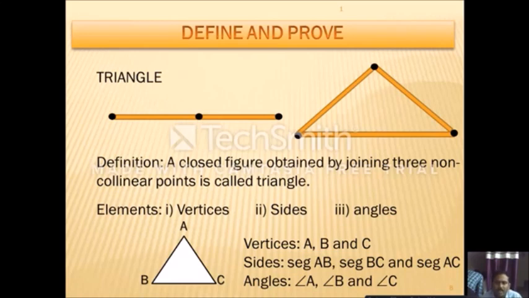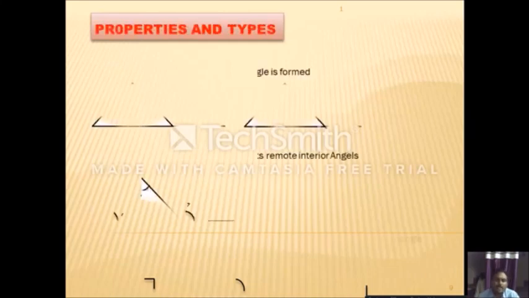Third is angle. We know that an angle is nothing but the union of 2 rays having a common origin. So, here also there is the union of segments having a common origin. If we observe the angles, there are three angles in the triangle. In this way, in triangle ABC, if we observe the vertices, sides and angles, points A, B and C are the vertices, segments AB, BC, AC are the sides, and angle A, angle B and angle C are the angles of it. We will see the properties and types of triangle.